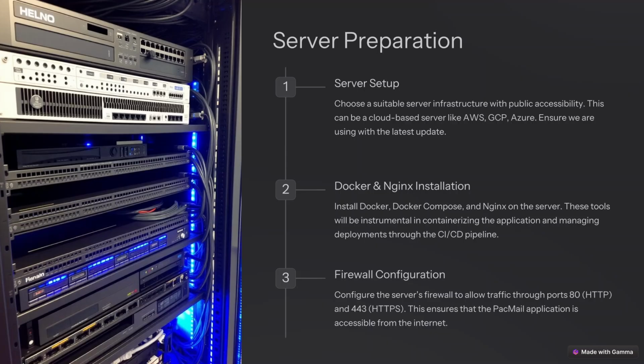So in the server preparation, we choose a cloud server like AWS, GCP, Azure, or Alibaba, and then we set it up and update the server. Then we install Docker and Nginx, and then configure the firewall to allow traffic for HTTP on port 80 and HTTPS, SSL, on port 443.